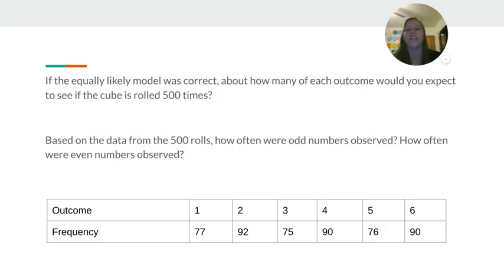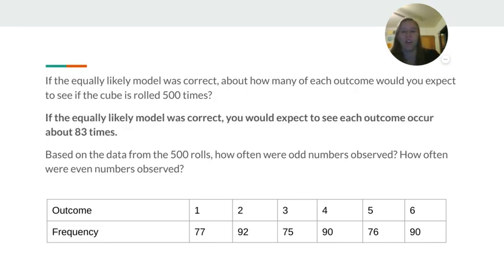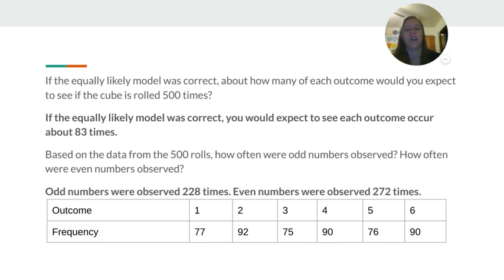So if the equally likely model was correct, about how many of each outcome would you expect to see if the cube is rolled 500 times? So if it's correct, you would expect to see each outcome 83 times. Based on the data from the 500 rolls, how often were odd numbers observed? How often were even numbers observed? Odd numbers 228 times, even numbers 272 times.